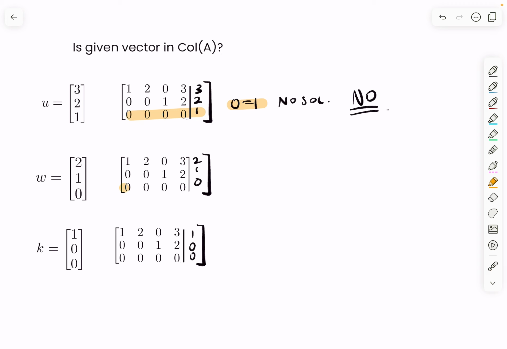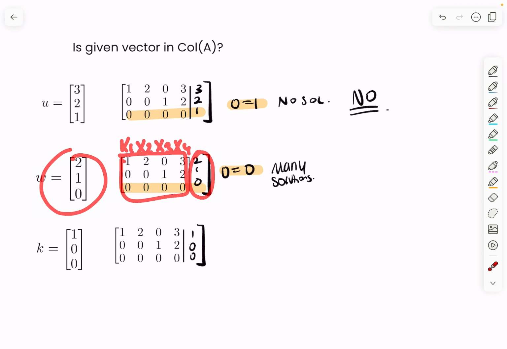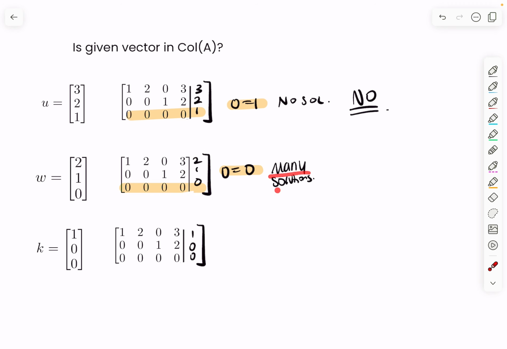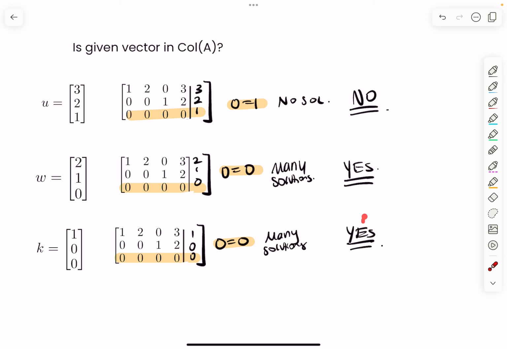What about this one? Well, here we see 0 is equal to 0, so to me that tells me there are many solutions. That means there are multiple x1, x2, x3, x4 variables that will combine with these vectors to give me this vector w. So therefore there is a solution. There are many solutions actually. So this vector is in the column space of A. And then here I see the exact same thing. 0 is equal to 0, that means there are many solutions. And for the same reasons as above, this vector k is in the column space of A.